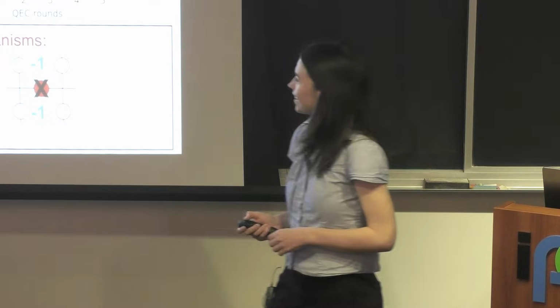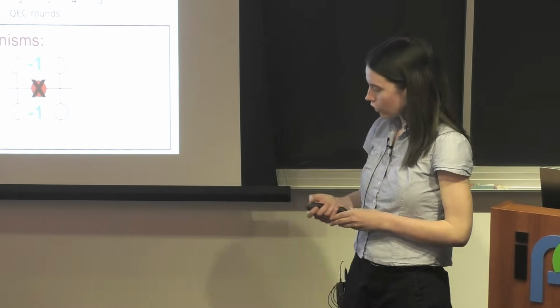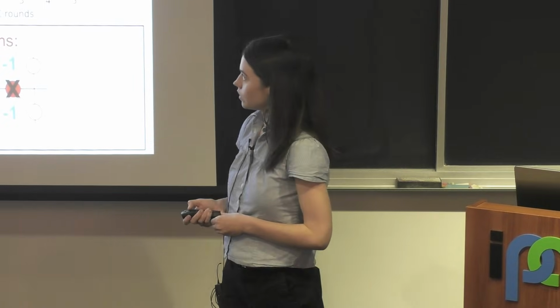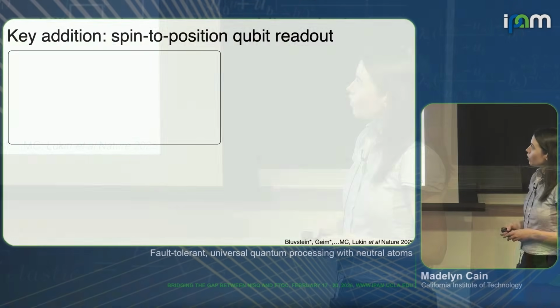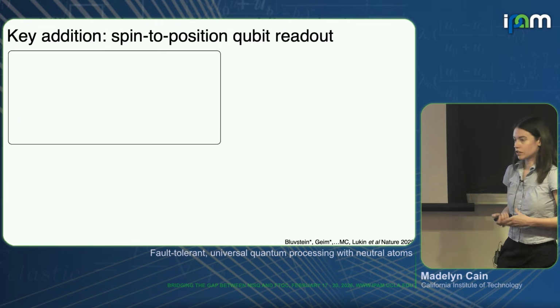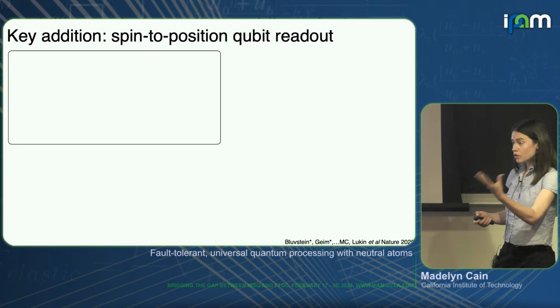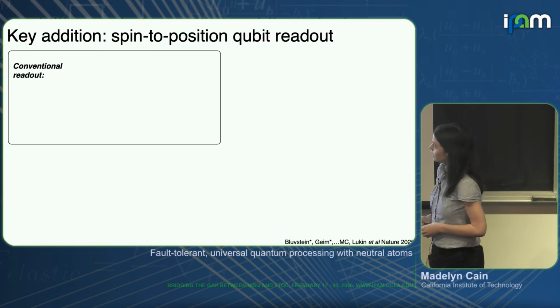All right, so now that we understand the role of repeated quantum error correction, we wanted to benchmark how well it works in practice. In order to do this, we first need a key addition and experimental upgrade, which is spin to position qubit readout. So this goes back to the question about readout from earlier.